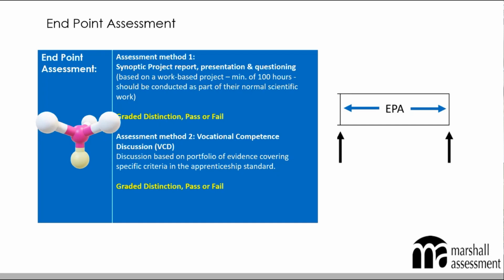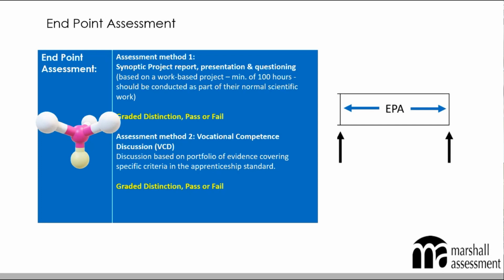The second assessment hurdle is essentially a professional discussion between the apprentice and the Marshall assessor, and there is no employer involvement with that second assessment hurdle. It would be in a format like this: Microsoft Teams, where the apprentice is at one end and the Marshall assessor is at the other, and there'll be 8 areas set up for discussion.